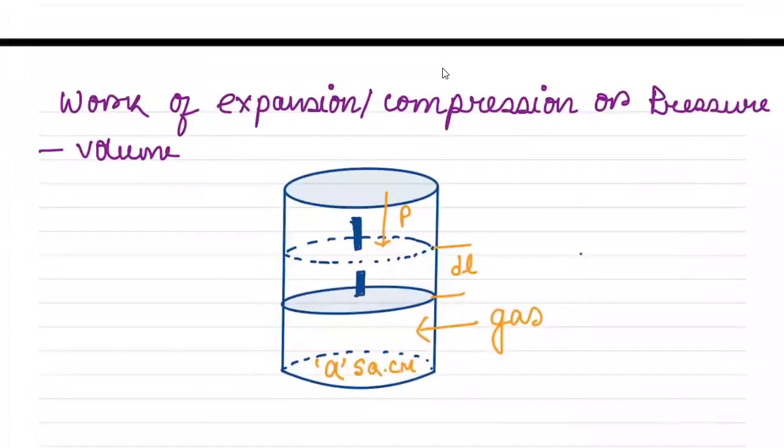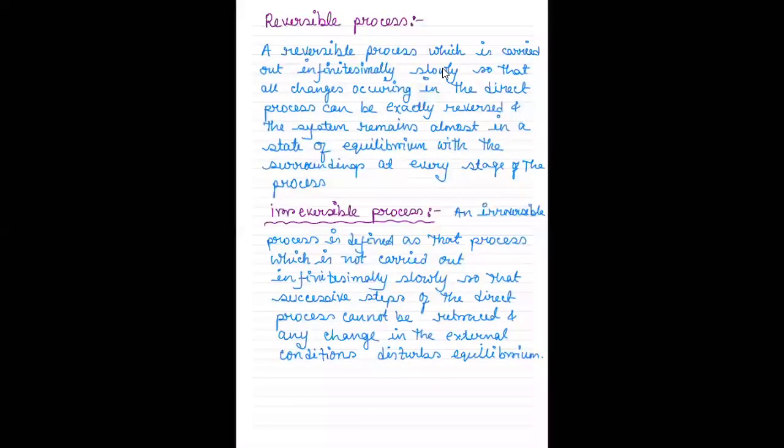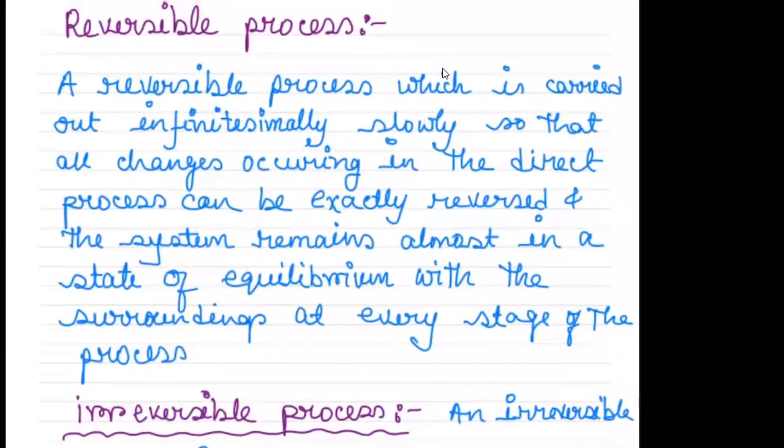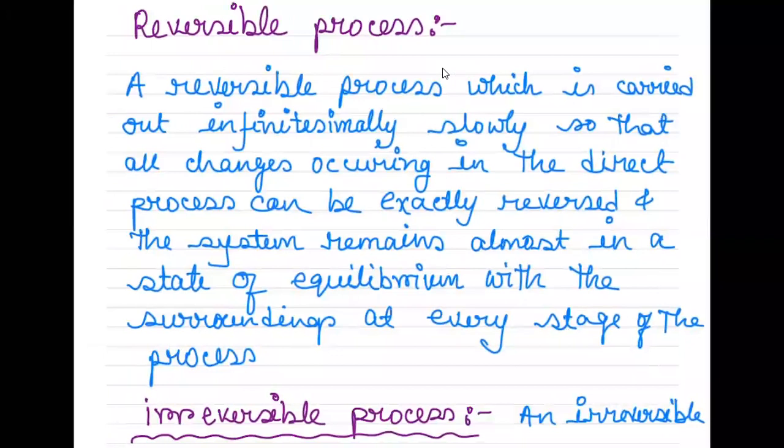Next we have to learn two things. One is reversible process, another is irreversible process. Then we will do the work on expansion and compression. See, what is a reversible process? A reversible process is one which is carried out infinitesimally slow.